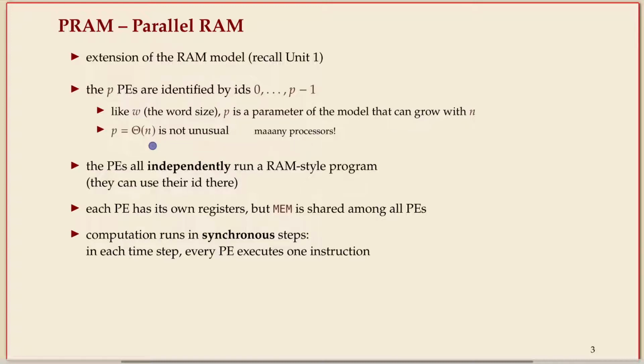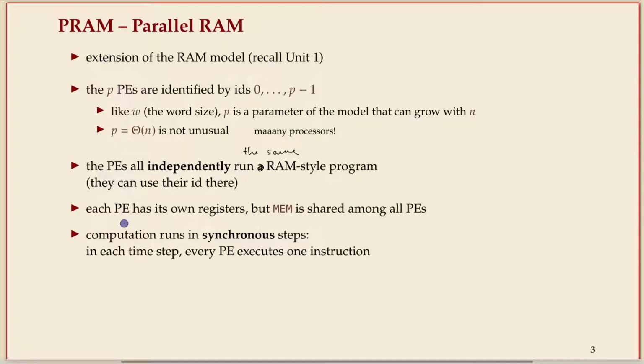All of these processing elements run a standard RAM program, as we've done all the time, at least under the hood. And this time, we assume they all run the same one. And they run this to a good degree synchronously. So one time step is the same for all the processing elements. They run in lockstep. They do a step at a time. They can do different things because they can use their ID as a variable in the code. So they can branch off in different directions depending on which processing element it is.